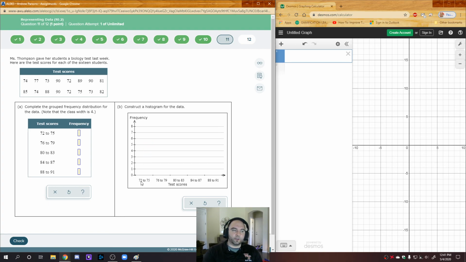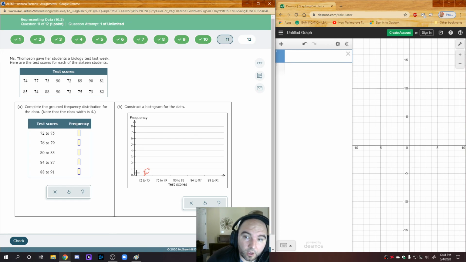Notice these are intervals of 3. Wait, is this 3? No, these are actually intervals of 4. 72, 73, 74, 75. There's 4 things in there. So we have 4 different things we need to look for. All the 72s, all the 73s, all the 74s, all the 75s.